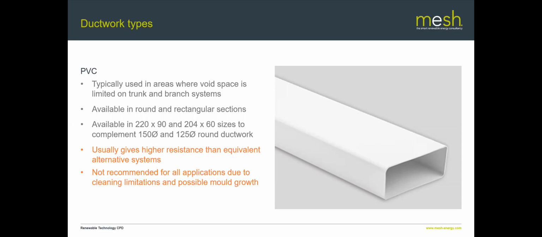It does tend to give higher resistance than the equivalent round system ductwork, and also spiral ductwork, because the corners and things in it tend to be a little bit sharper. That can lead to noise issues, and it also can be slightly harder to clean, and it's not as resistant to things like mold growth as some other types of ductwork. So some people are less keen on using it for that reason as well. But generally speaking, it's quite widely used. There are a couple of companies that don't use it.